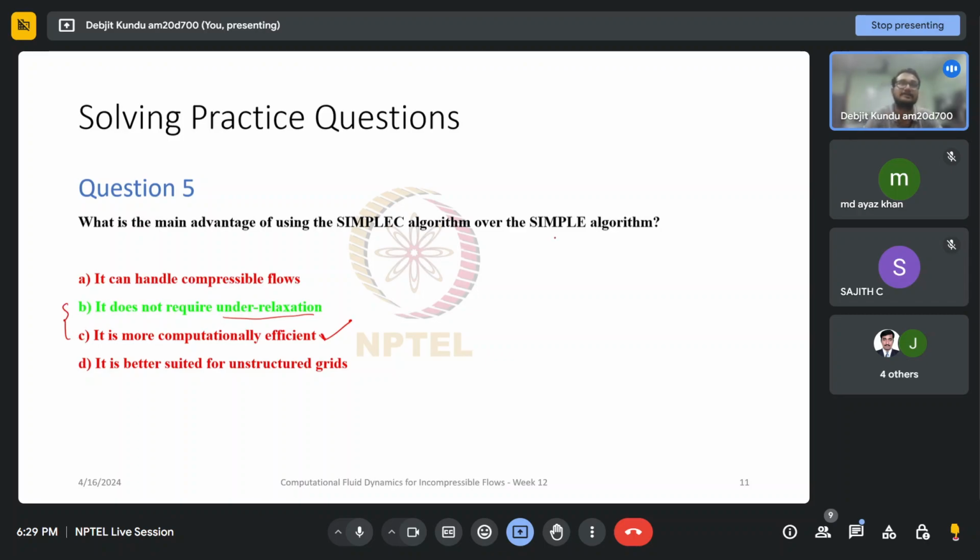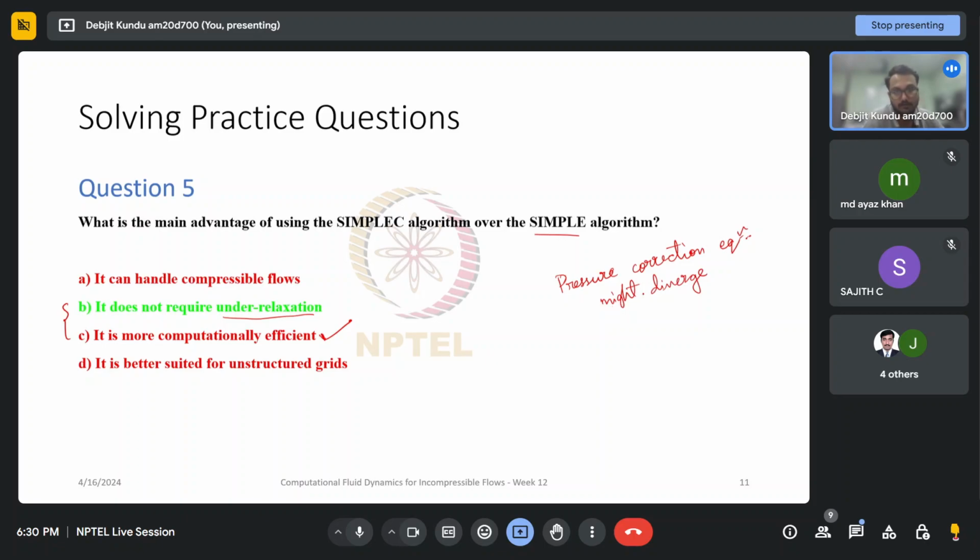So first of all, in the SIMPLE algorithm, the velocity corrections at the neighboring points are completely ignored. So that may lead to divergence of the pressure correction equation. The pressure correction equation might diverge in case of the SIMPLE algorithm.